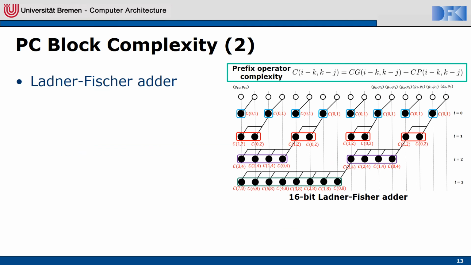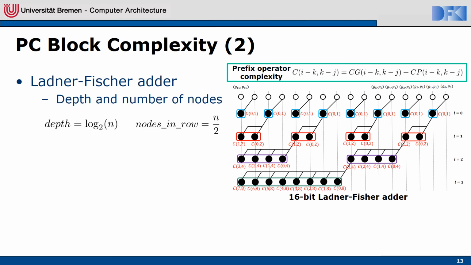We continue with the Ladner-Fischer adder. The PC block of a Ladner-Fischer adder has a tree structure consisting of many prefix operations. We can calculate the complexity of each prefix operator based on the C function with the two inputs, as you can see in the figure. The depth or number of rows in a Ladner-Fischer adder is equal to log2 n, and the number of nodes or prefix operators in each row equals n divided by 2.